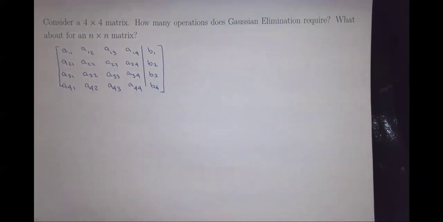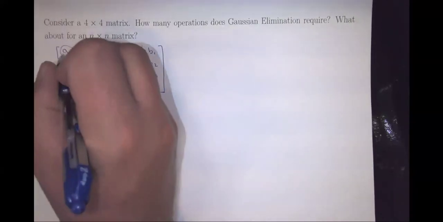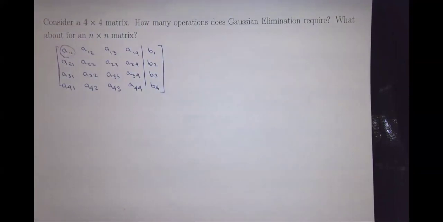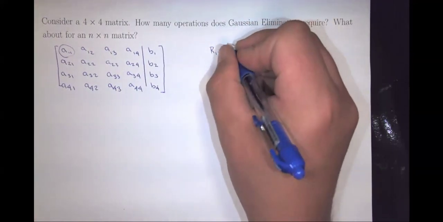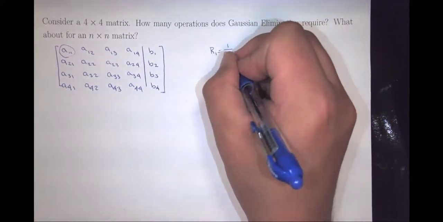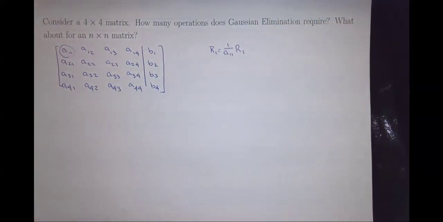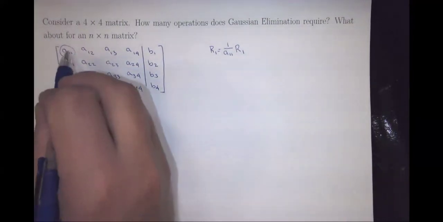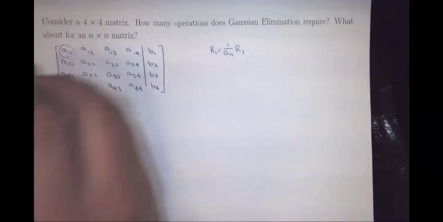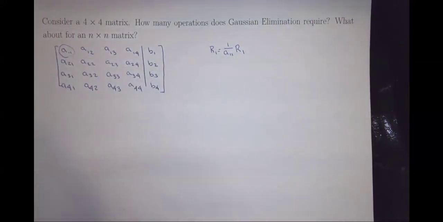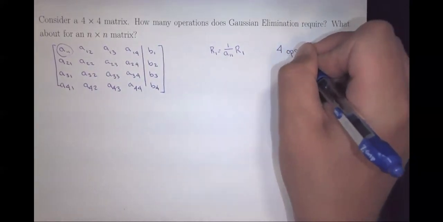So the first thing that we're going to need to do is pivot in column 1, and we pivot around the A11. So the first thing that's involved here is we take row 1 and we divide by A11. So doing that means we need 1, 2, 3, 4, 5, really 4, because we know that that's going to be a 1. That's 4 divisions. So that's 4 operations.